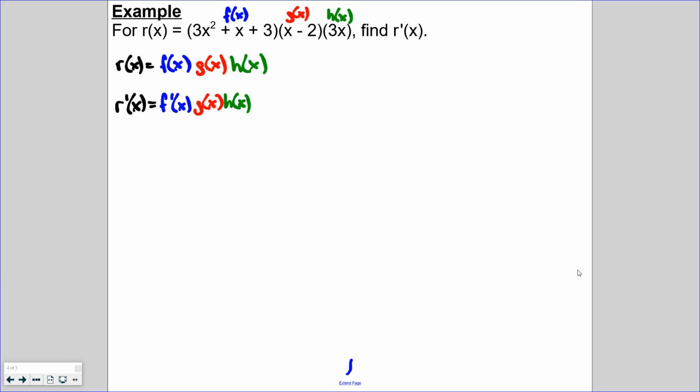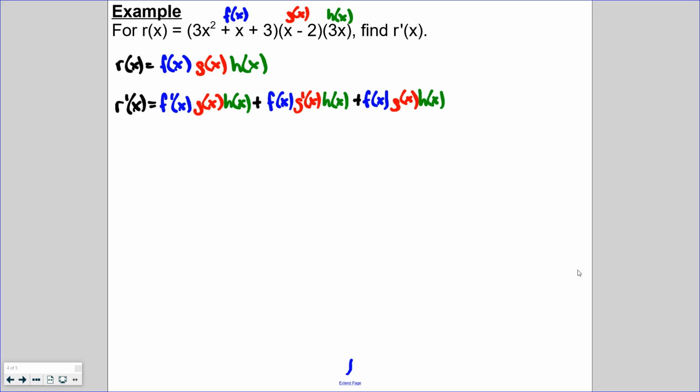And then plus, this time we're going to take the derivative of the middle function. So we're going to have f of x times g prime of x times h of x. And then finally, we're going to take the derivative of the last function. So we'll get f of x times g of x times h prime of x.